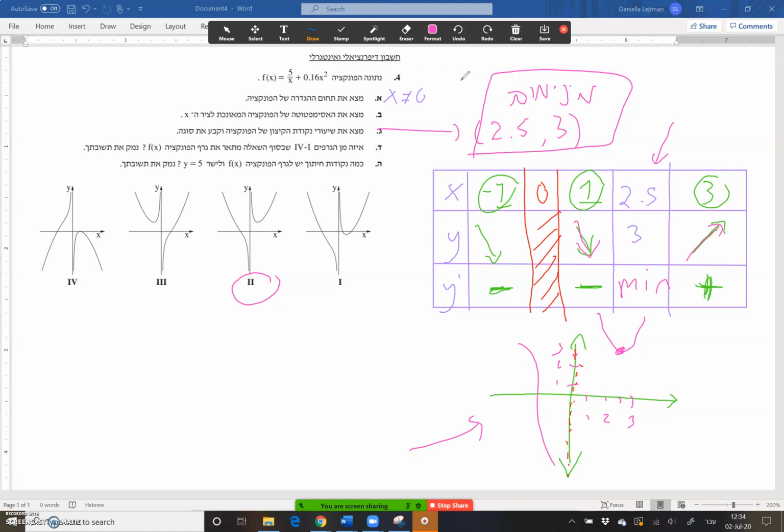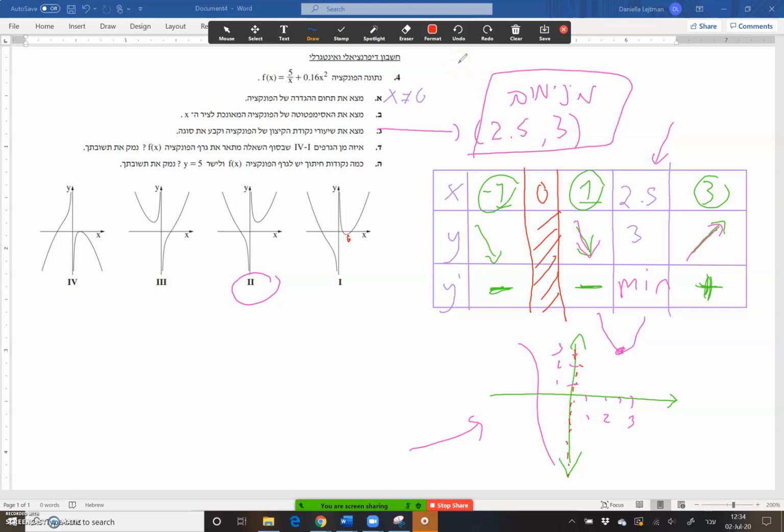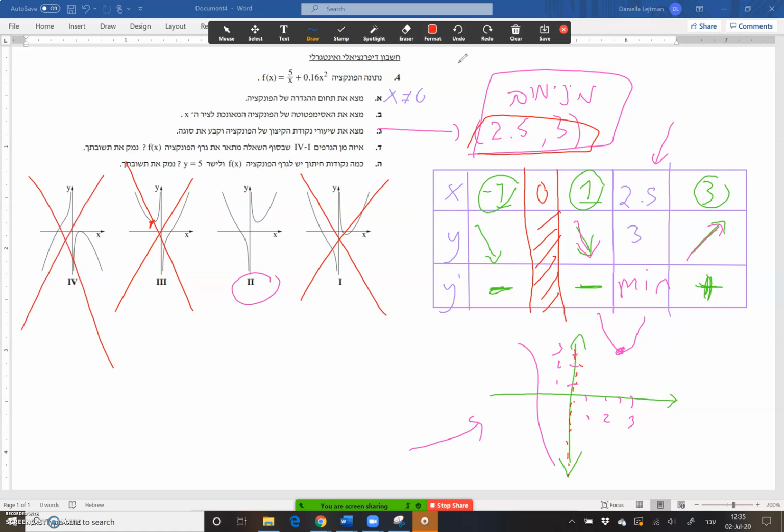Let's see which ones we can eliminate. Well, number one over here, the nekudat kitzon is underneath the x-axis, and we know that our nekudat kitzon is 2.53, so it's above, so we can eliminate number 1. Number 3, the nekudat kitzon is at minus 2.53, so we can eliminate that. And number 4, the nekudat kitzon is first of all on the x-axis, and second of all, it's a maximum. We didn't get a maximum, so it can't be that either. Which leaves us with number 2, which looks very similar to the drawing that we had over here.